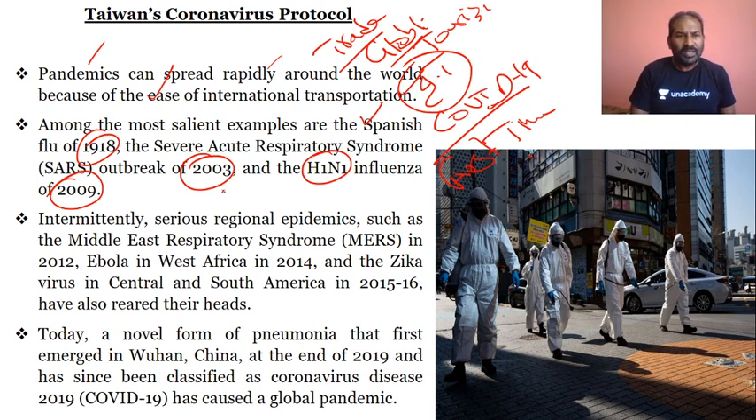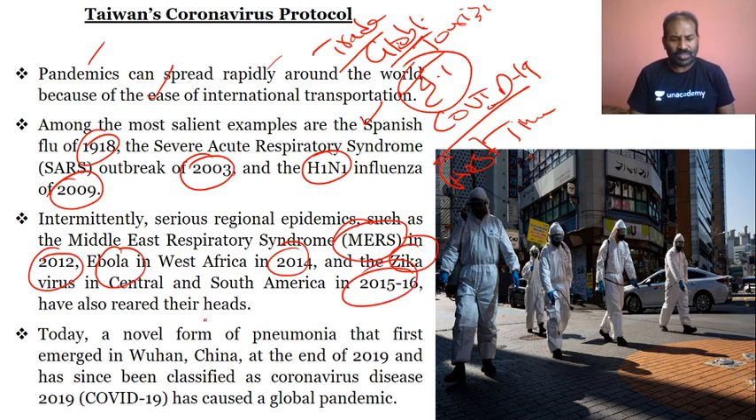So we have seen SARS, Spanish flu, and then H1N1 in the year 2009, and these are very important from the exam point of view. Match the following: MERS in the year 2012, Ebola in the year 2014, and then Zika virus in Central and South America in the year 2015-16. So this is what is very important.